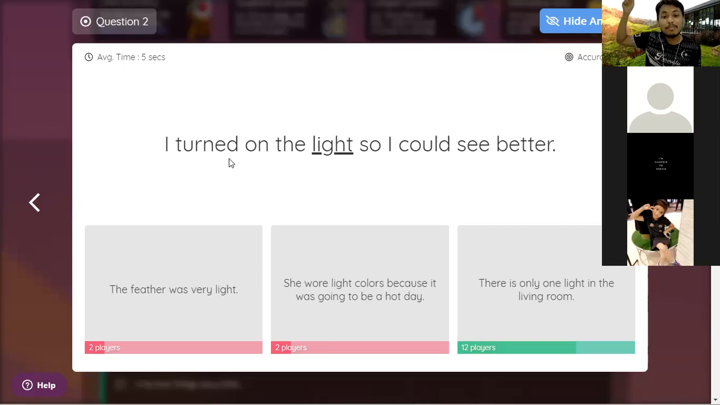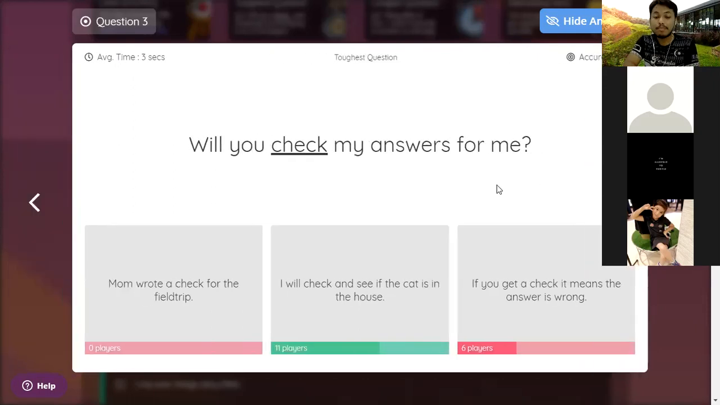Okay, I turn on the light so I could see better. Dia buka apa? Dia buka lampu. Cahaya. So, the feather was very light. Maksudnya, bulu itu sangat ringan. Light itu maksudnya kat sini ringan. And then she wore light colors because it was going to be a hot day. Dia pakai baju yang berwarna cerah. Light, banyak maksud. And then last one, there is only one light in the living room. Hanya ada satu lampu sahaja dalam ruang tamu. So the answer is, there is only one light in the living room. Cahaya lampu.